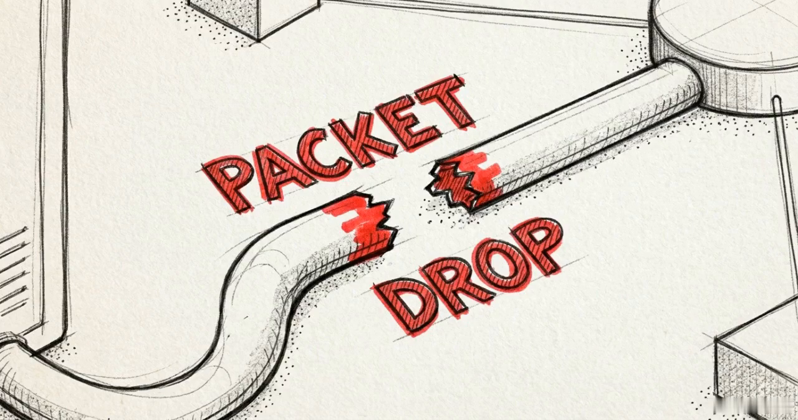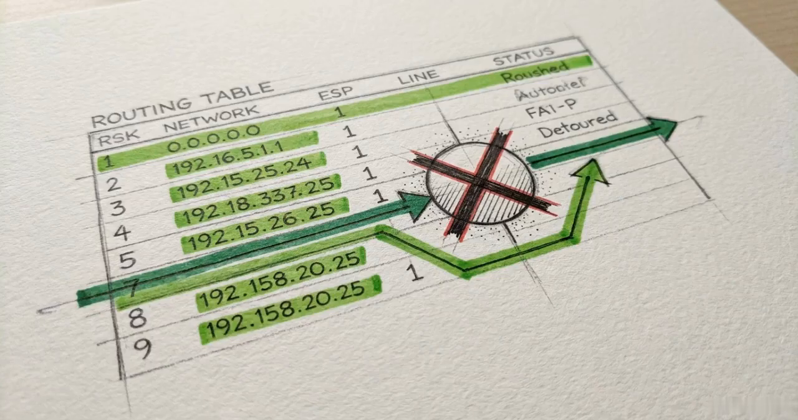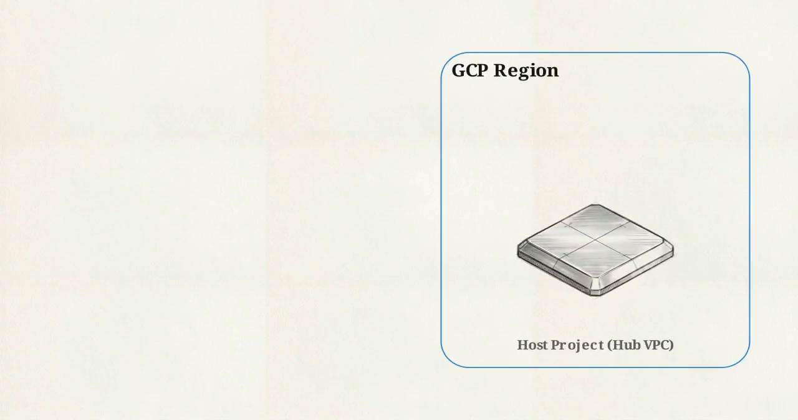A static route has no awareness of network health. If a physical path fails, the traffic simply drops. To solve this, we must introduce dynamic routing into the control plane using Google Cloud Router. Zooming in on our GCP region, we establish a host project, which acts as our hub VPC. Inside, we deploy the Cloud Router.